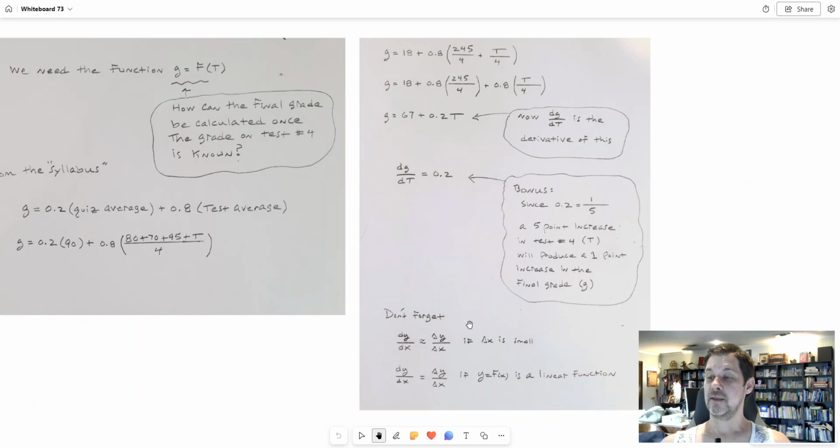Now, if the function that you had is a linear function, like this one is, then dy over dx, the derivative, is equal to delta y over delta x. So in other words, this derivative is equal to the change in y over the change in x. With my variables, it's equal to the change in the final grade in the class over the change in the last test score. And we can interpret that like this.